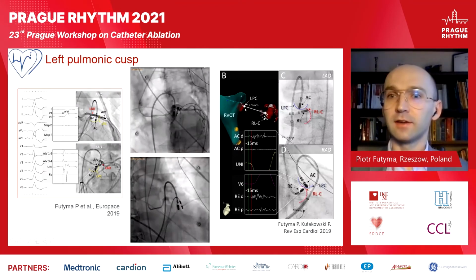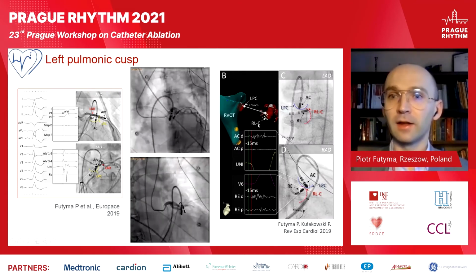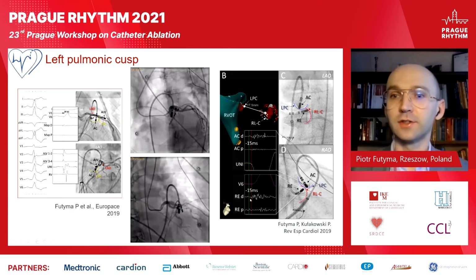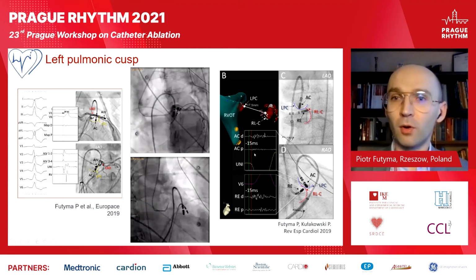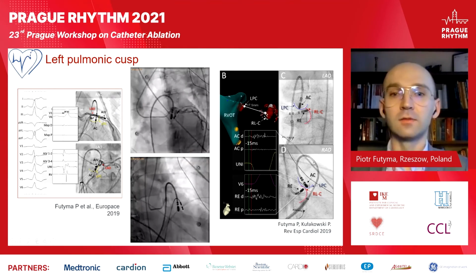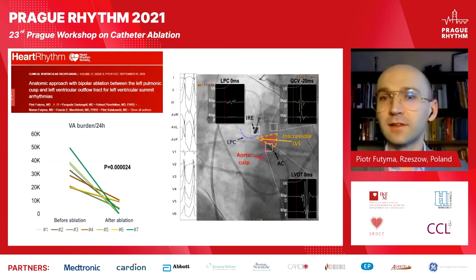And we also decided to combine this approach with bipolar ablation. You can see that the inter-electrode distance was approximately 18 millimeters, and there was very similar activation, nothing spectacular actually, at both these sites, and this patient was treated successfully. This is our study in which we used such an approach.